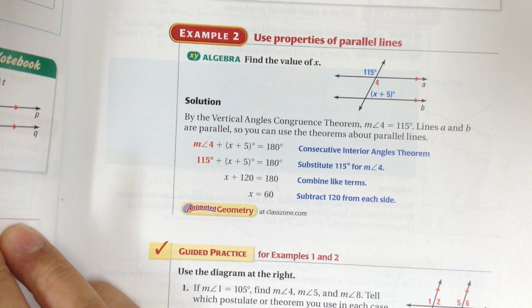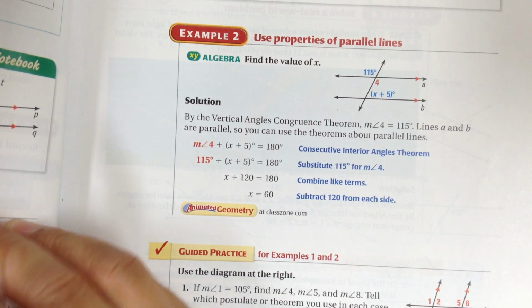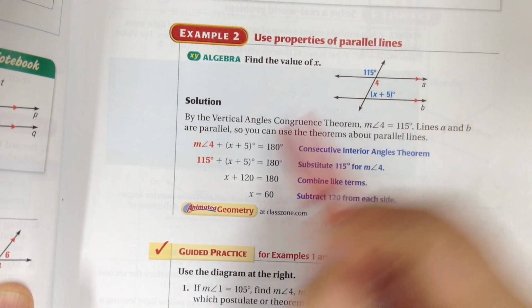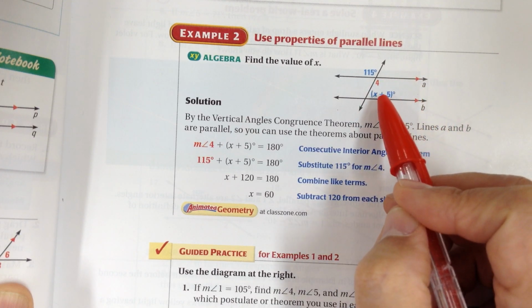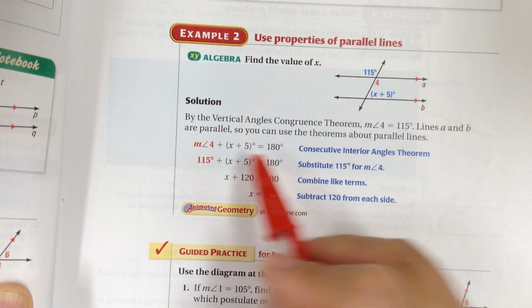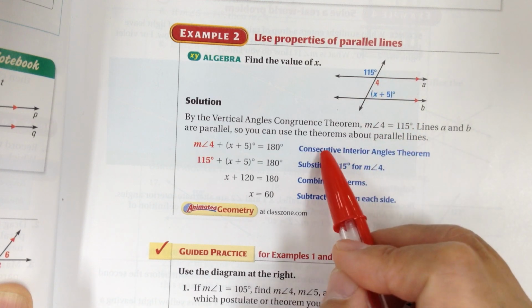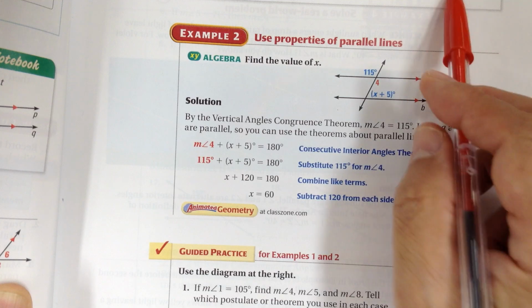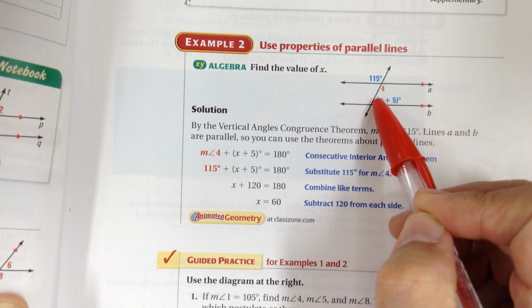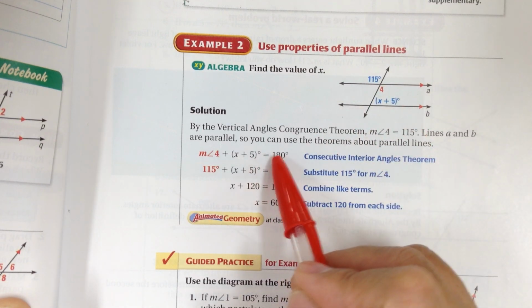Okay, so for this one, again, if this is 115, so measure of angle 4 plus x plus 5 equals 180. This is the consecutive interior angle theorem, from this one here. If they are same-side interior angles, they equal 180.